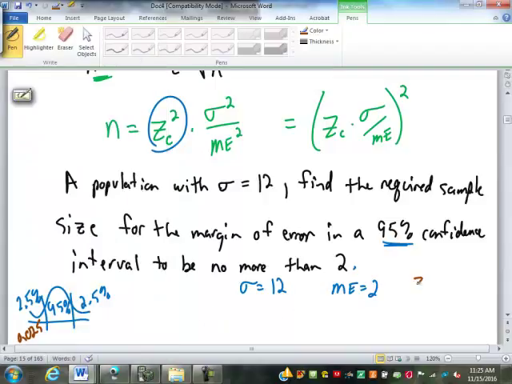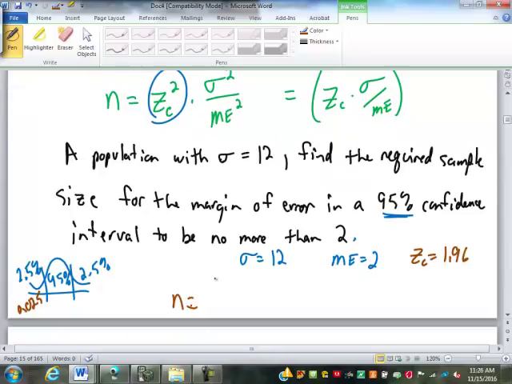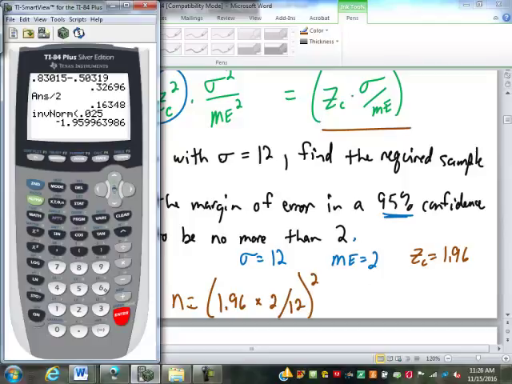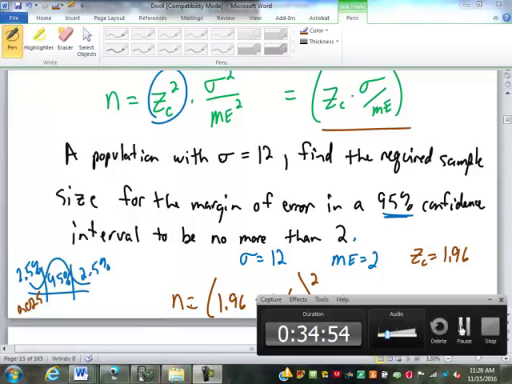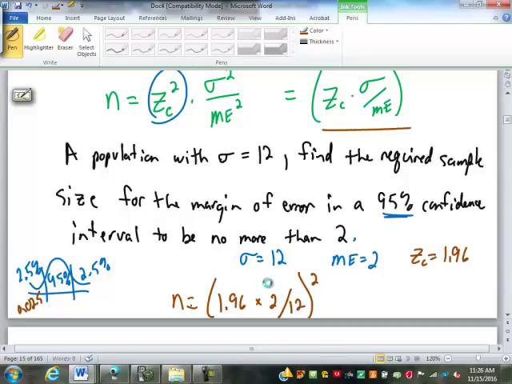So we'll use a z-critical of 1.96. So our required sample size, n, I'm going to use the second version here: 1.96 times 2 divided by 12, and then all that squared. So parentheses, 1.96 times 2 divided by 12, squared. I get something way off there. Oops, I got that backwards, that's why.